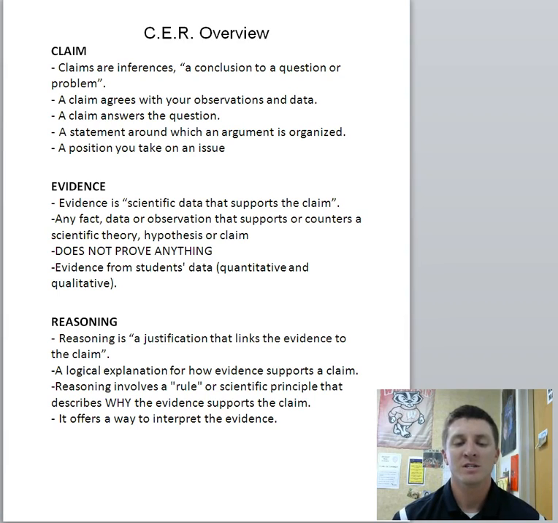Finally, reasoning. Reasoning is the justification that links the evidence to the claim. It's a logical explanation for how evidence can support the claim, and it involves generally a scientific rule or concept that we're trying to teach you in class. It's basically a way of interpreting the evidence.